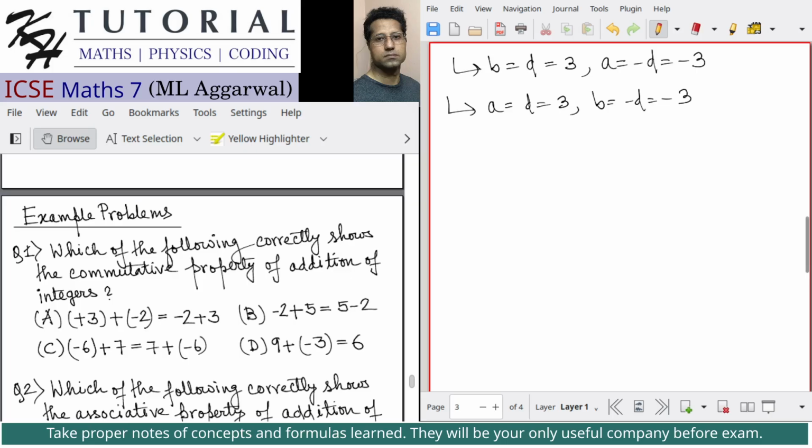Okay. So the first problem is question number 1. It says, which of the following correctly shows the commutative property of addition of integers?